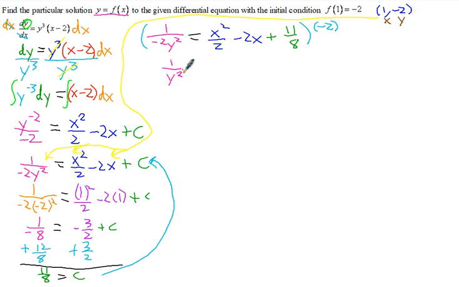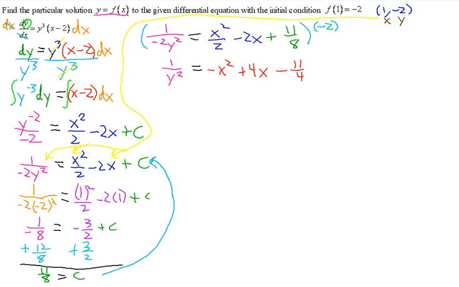Negative 2's cancel out, and then on this side, when you distribute the negative 2 times x squared over 2, the 2's reduce out, so you just end up with negative x squared. Negative 2 times negative 2x is positive 4x. Negative 2 times 11/8 is negative. 2 goes into 8 4 times, so 11/4.